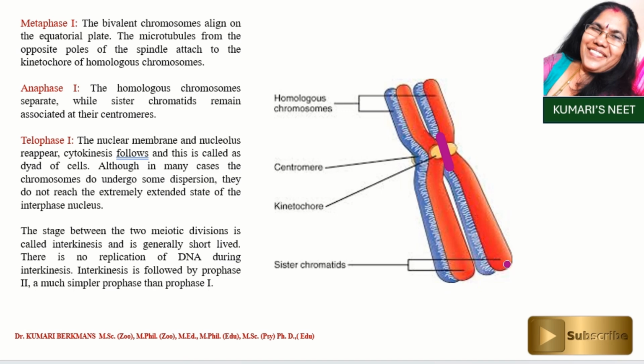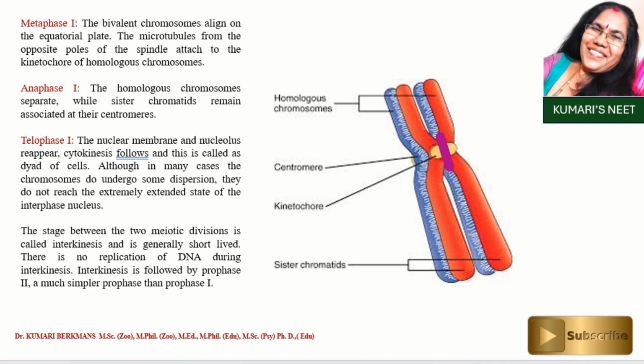I already told you this is a homologous chromosome, and these chromatids are called sister chromatids. And what is kinetochore? Kinetochore is a molecule which is present in the centromere.